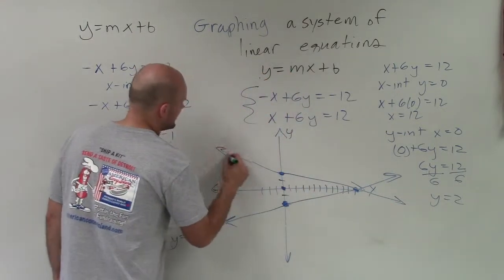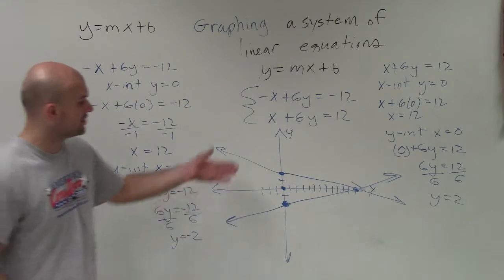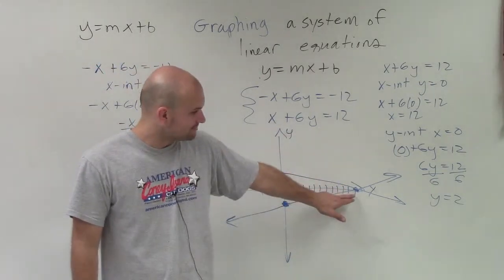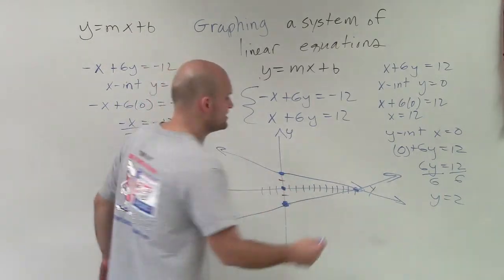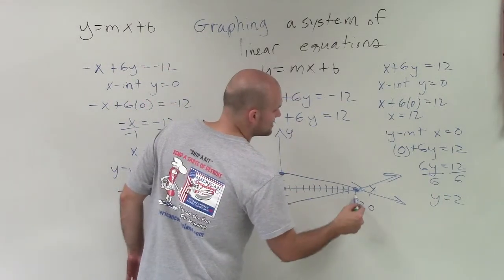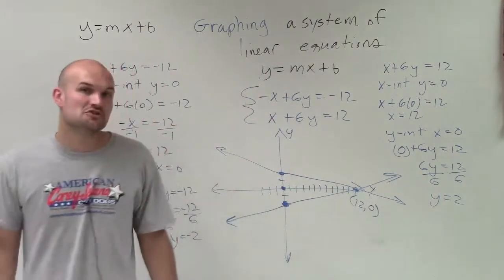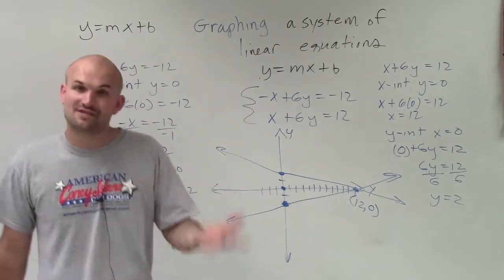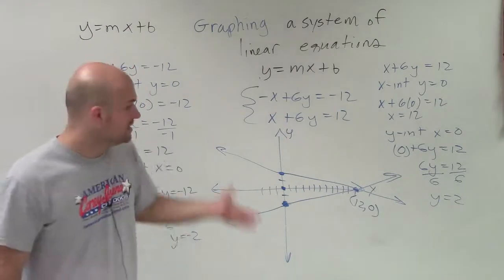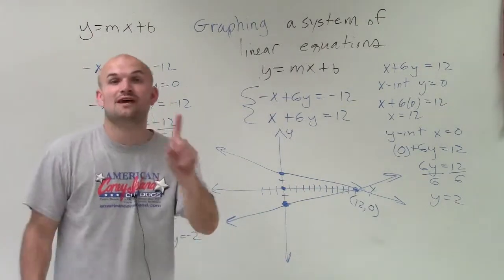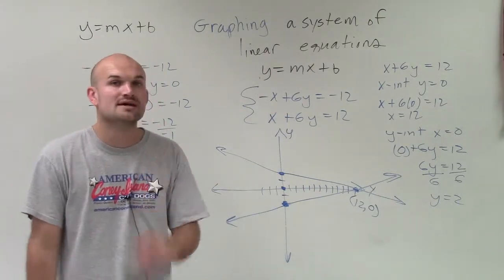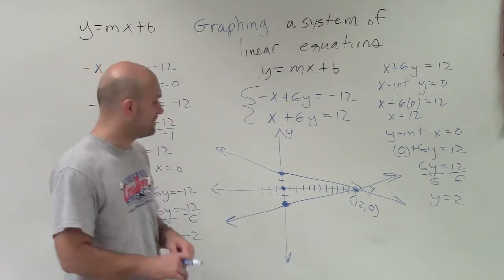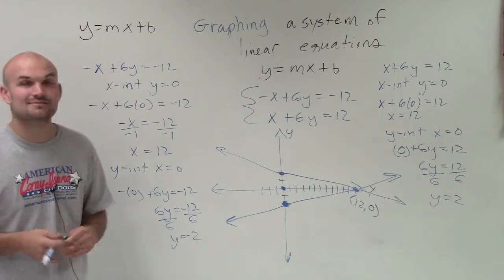Now, I connect my x and my y-intercept, and you can see that I have these two lines that are very similar to each other. They're actually a reflection of each other over the x-axis. But they intersect at our coordinate point 12, 0. So that's going to be our solution to the system of these two linear equations. Since we have a solution, we have a consistent linear system. And since we only have one solution, one intersection point, we have an independent system. So there you go, ladies and gentlemen. That is how you graph a system of linear equations.